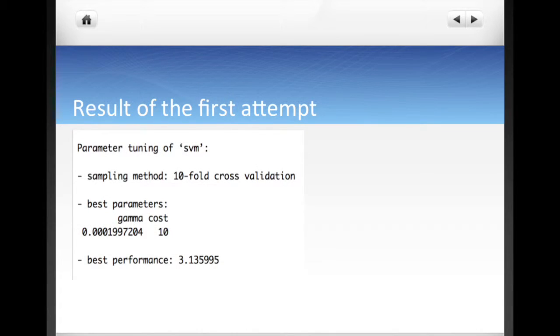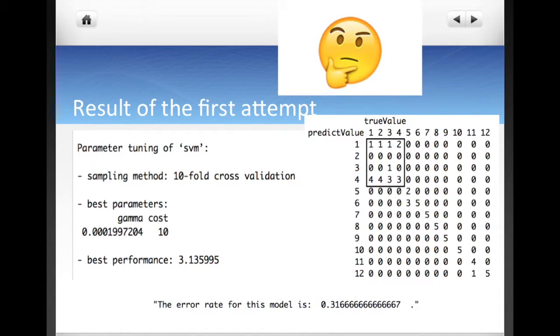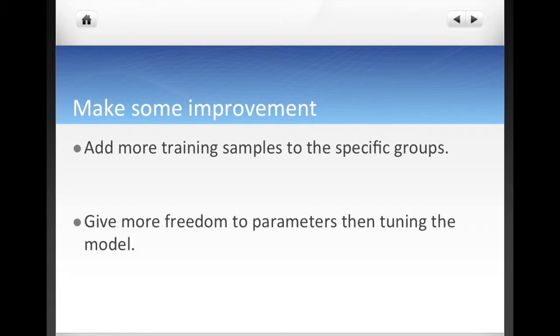Now let's check the result of our first attempt. As we can see, in general the result was pretty good, but for the first 4 classes, it did a very bad job, which is the part I care about most. Therefore, we can enhance our model by adding more training images to these classes and also giving more freedom to the parameters when tuning.